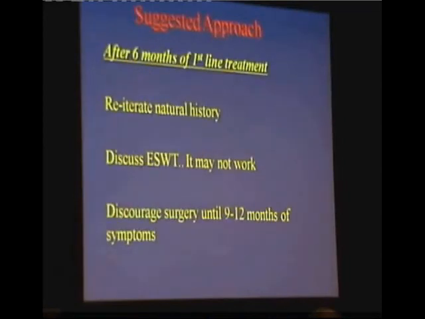After 6 months, if they're still in trouble, my practice is usually to reiterate the natural history, to say, look, there's still a good chance that this might settle. I will mention the extracorporeal shockwave therapy, to give them the choice, to give them the option. I will say that the data for it is conflicting. Some patients are happy to try it, some patients are not. I generally will discourage surgery until the patient gets to the 9 to 12 month mark before considering surgery.